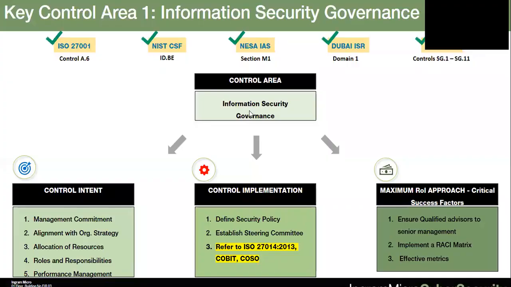So practically the first key control area will be security governance. I'm sure that we have already heard the term governance at multiple points. So let us try to understand what it actually means when we are saying governance, governance model, or operating model in security.